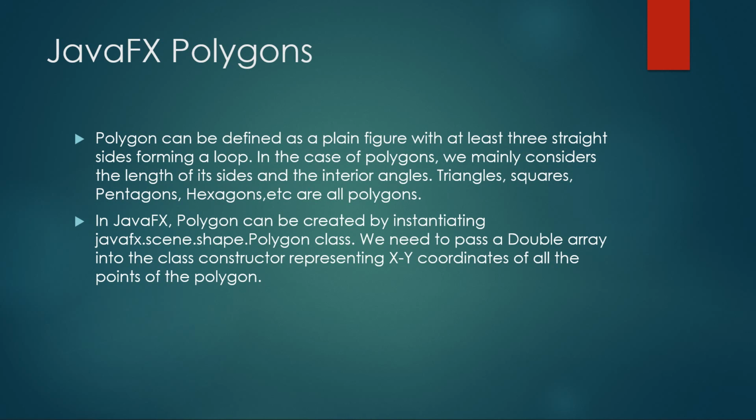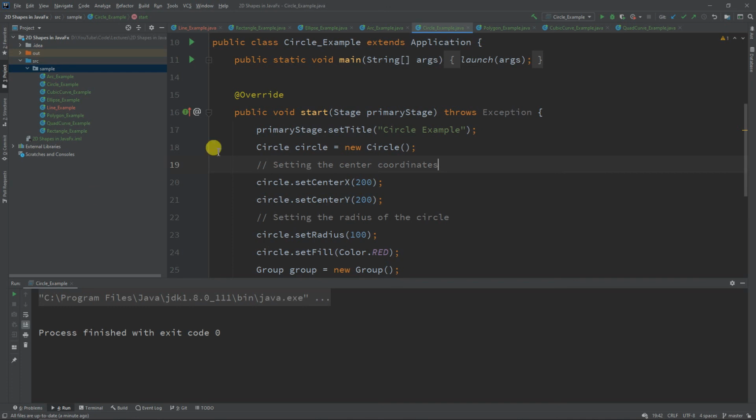In JavaFX, a polygon can be created by instantiating the javafx.scene.shape.Polygon class. We need to pass a double array into the class constructor representing the xy coordinates of all the points of the polygon. So let me show you what these xy points are.